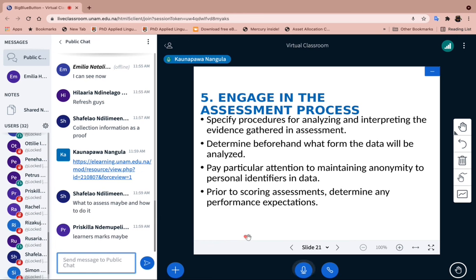If, let's say, you are sharing the marks of the learners, it might be a good idea because, for example, at UNAM, what do they do? At UNAM, when the lecturers are displaying your information, right?